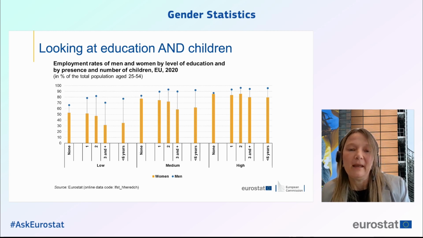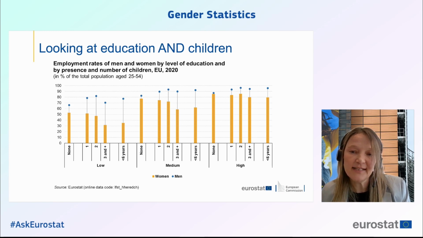For example, if we have a look at the first bar, the gender employment gap of people without children is 13 percentage points for people with a low level of education, while it only amounts to 2 percentage points for people with a high level of education. The gender employment gap is higher for people with children for all levels of education and increases to a larger extent for people with a lower level of education. We also find the lowest employment rates among women with 3 or more children and among those with at least one child aged less than 6 years.